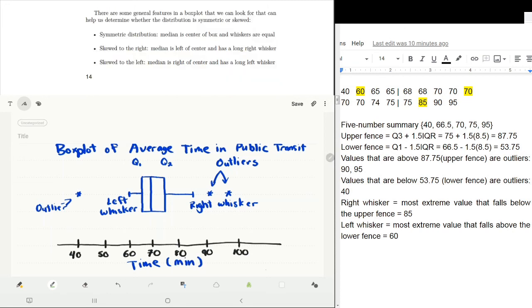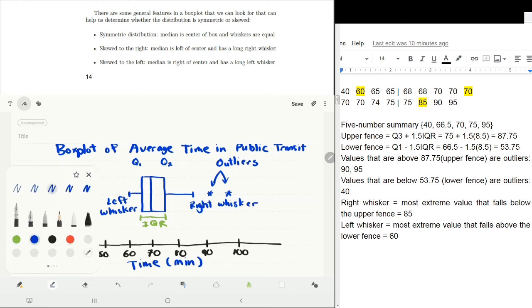Now recall that the interquartile range was defined to be the difference between the third and the first quartile. So the interquartile range can be represented by the length of the box. So the length of this box here is the interquartile range, the difference between Q1 and Q3.